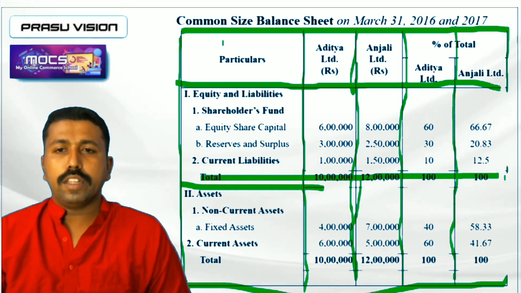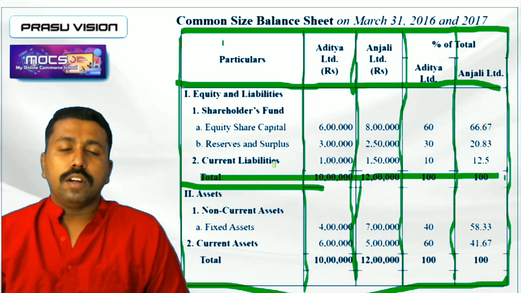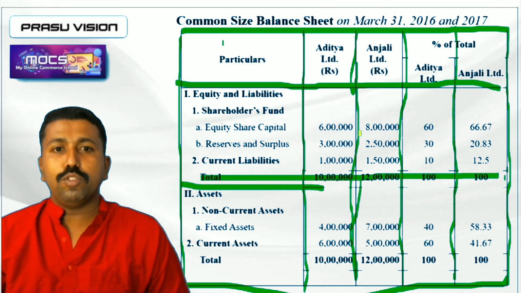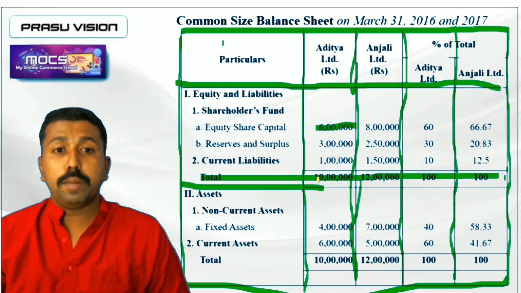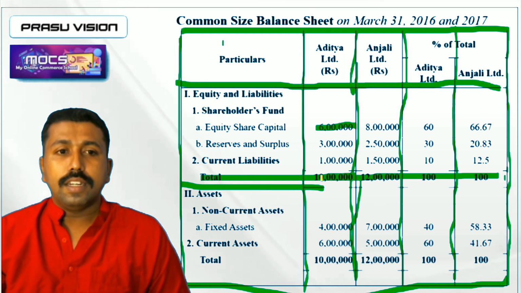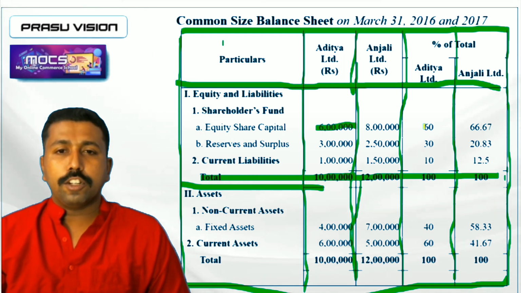How can we calculate the values? That is the important question you have to keep in mind. Here we are taking the common base. Equity share capital percentage will be calculated as 6 lakh divided by 10 lakh into 100. So what is the common base? It is the total of equity and liability. So 6 lakh divided by 10 lakh into 100 is 60 percent.